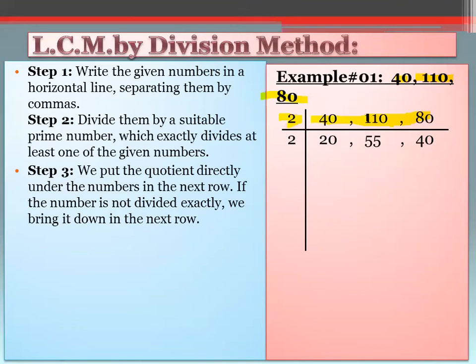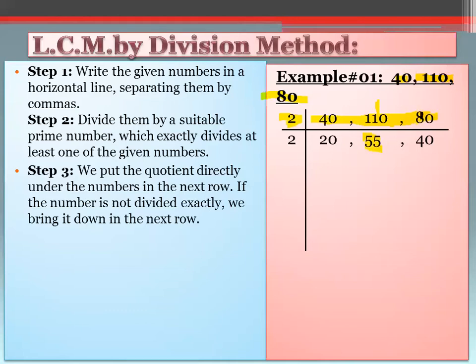Now you will move on to the next number, that is 110, and you have to divide this 110 by 2 as well, because here your number is 2. So 2 into 5 will become 10. Again it will become 10. So here you will get your quotient, that is 55.